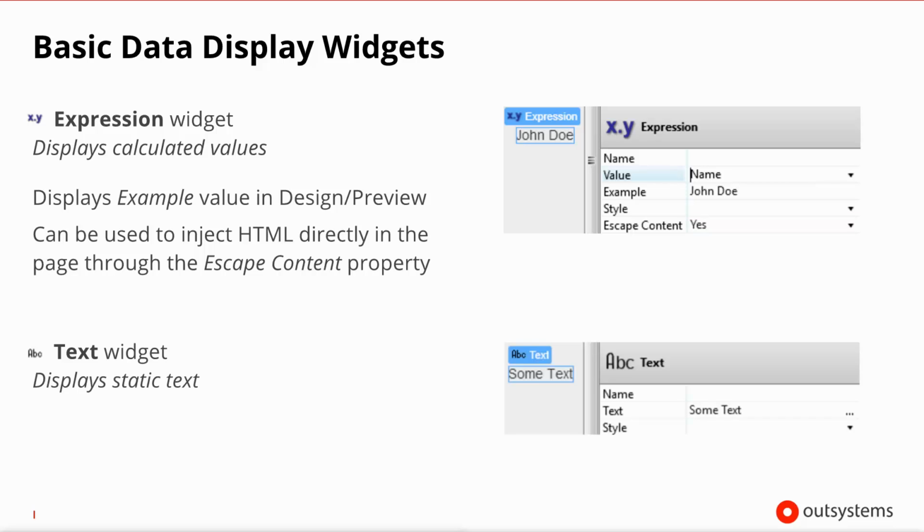The free text that you type into your screen is also wrapped by a text widget. This allows you to then, for example, apply styling into the text.